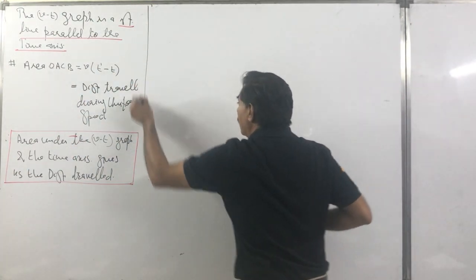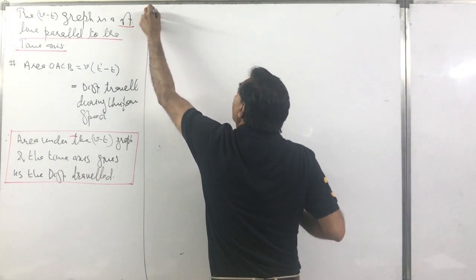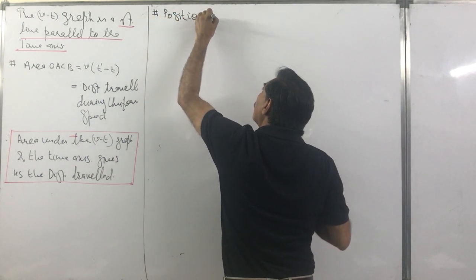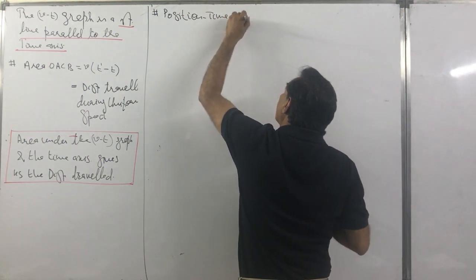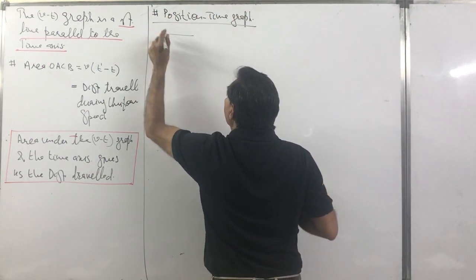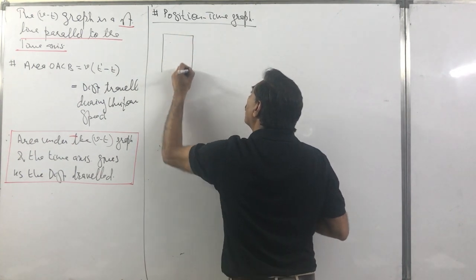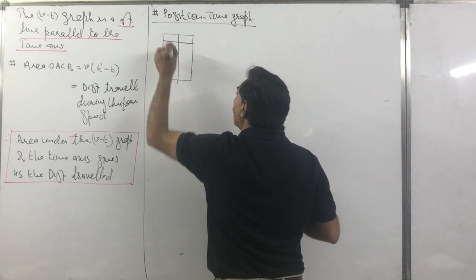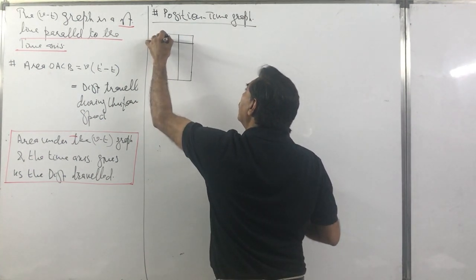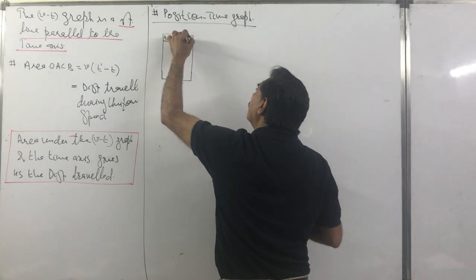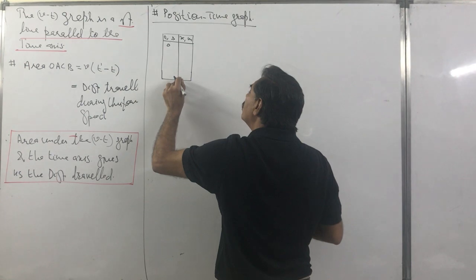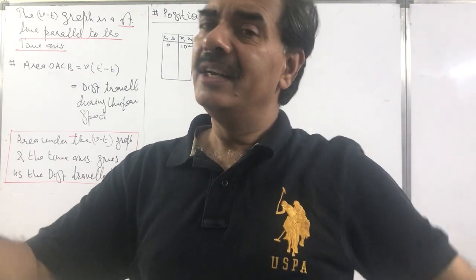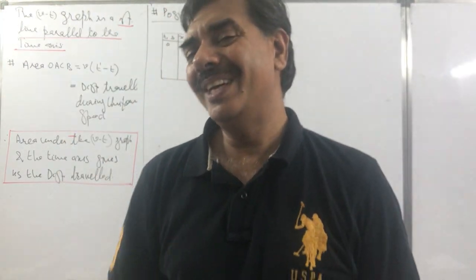Now, position time graph. This is time in seconds and this is position in meters. Okay? At t is equal to 0, the position was, let's say, 10 meters. It could also be 0. T is equal to 0 is the instant when we begin to investigate motion.